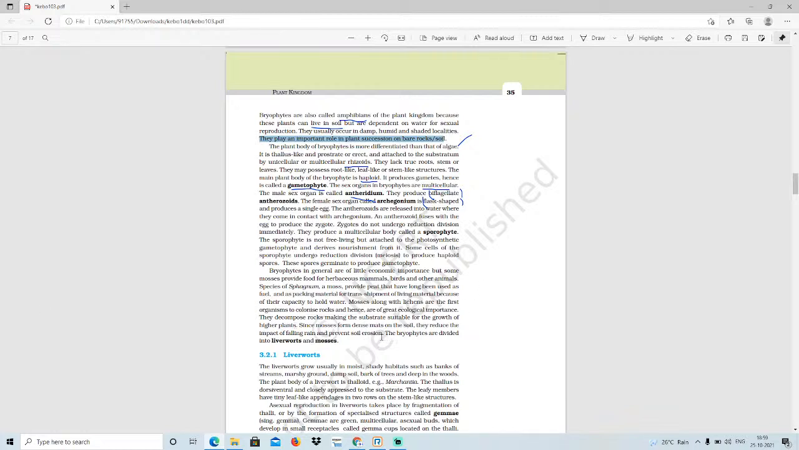Since mosses form dense mats on the soil, they reduce the impact of falling rain and prevent soil erosion. They form mat-like structures on the soil. The bryophytes are divided into liverworts and mosses. These are the two types of bryophytes.